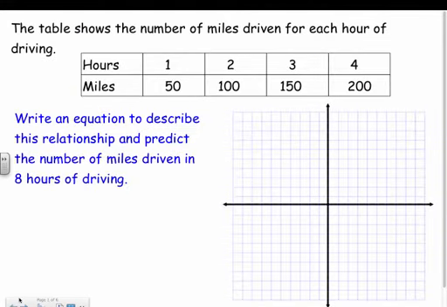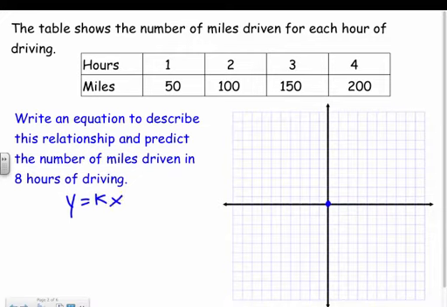So first things first, let's use a problem where I have a proportional relationship. This table shows the number of miles driven for each hour of driving. Write an equation to describe this relationship and predict the number of miles driven in 8 hours of driving. Well, I know it's proportional because at 0 hours of driving, I haven't driven any miles. So I know that it's going through the origin. So I'm going to use my y equals kx form.